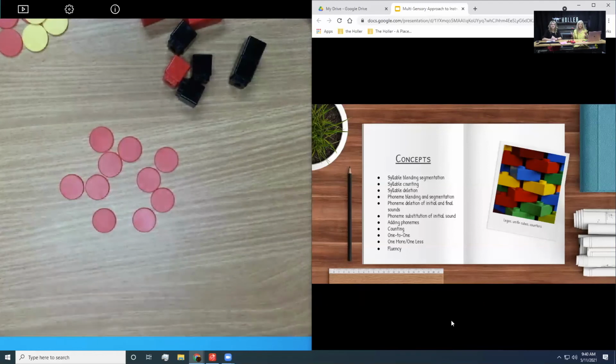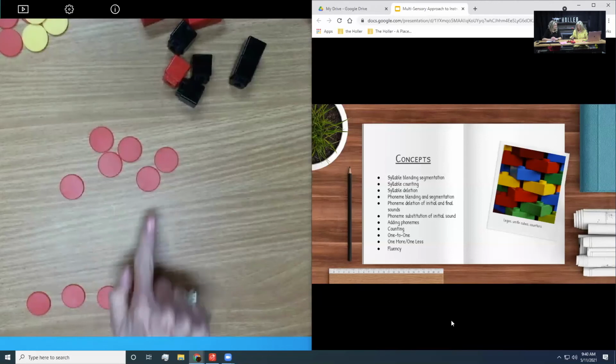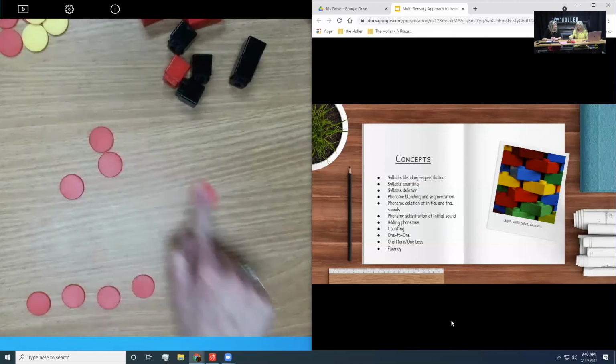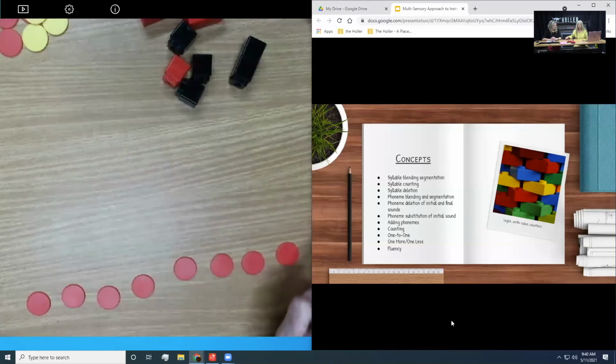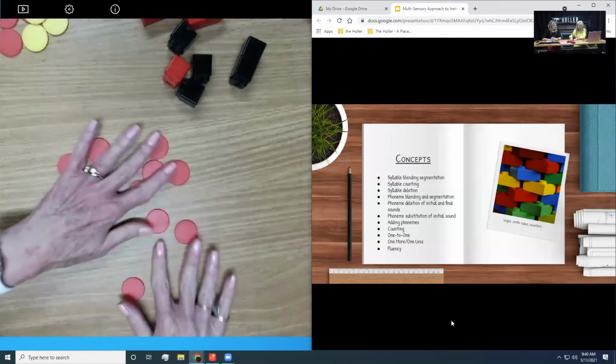And lots of times the kids will do this. They'll nod their heads. I call that nod counting. They think they can't touch them. So sometimes you'll have to model for them. You say, okay, let me go first. 1, 2, 3, 4, 5, 6, 7, 8, 9, 10. And of course, you'll see I organize them. I modeled that for them because that's what I want them to do. I want them to organize as they count. So that's a little strategy you can do.